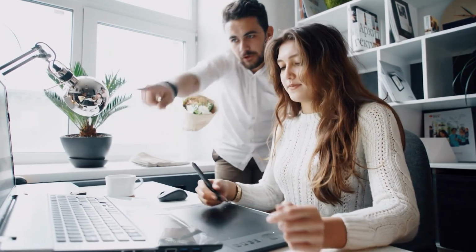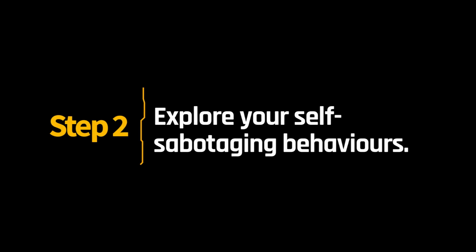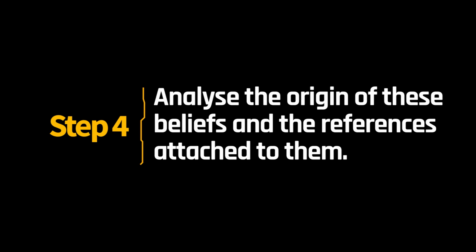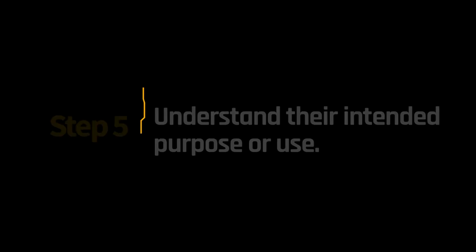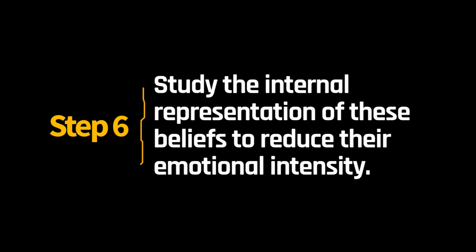Let me summarize all the 6 steps here. Step 1. Find your goals. Step 2. Explore your self-sabotaging behaviors. Step 3. Identify the limiting beliefs behind your self-sabotaging behavior. Step 4. Analyze the origin of these beliefs and the references attached to them. Step 5. Understand their intended purpose or use. And step 6. Study the internal representation of these beliefs to reduce their emotional intensity.